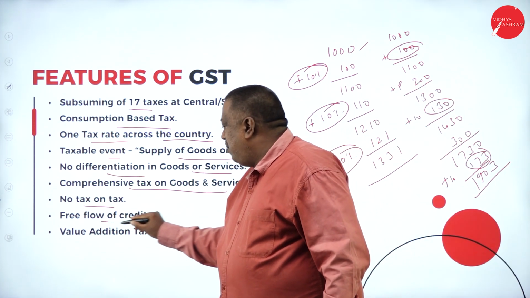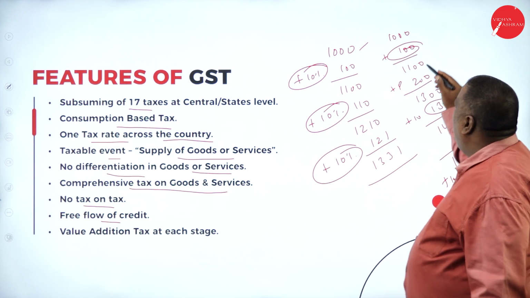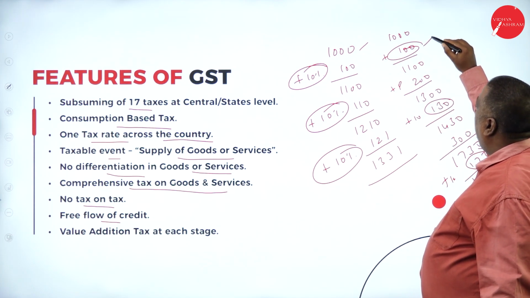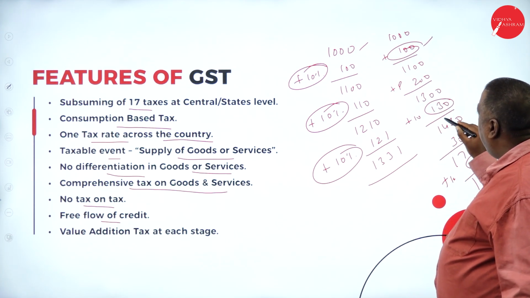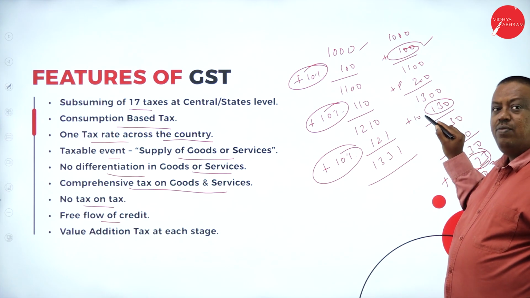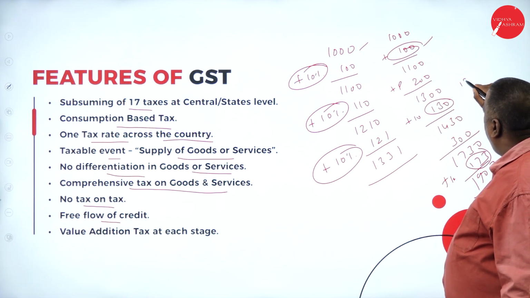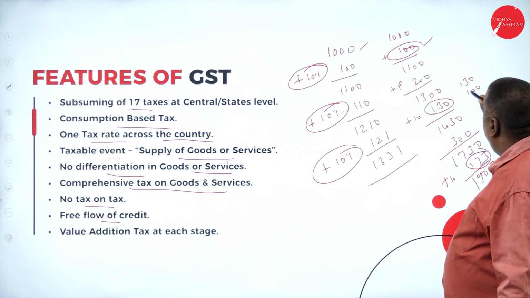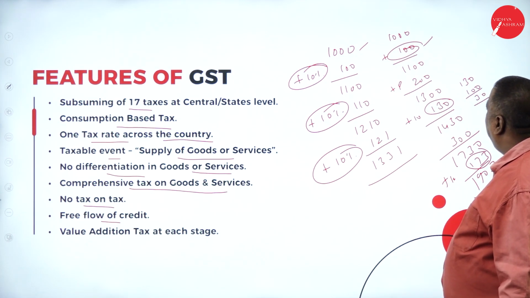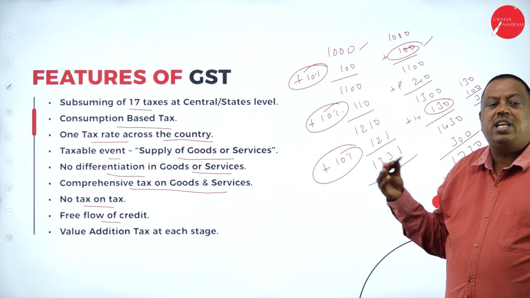Free flow of credit means the credit has been given, whatever tax I paid here and whatever tax I've collected here. See here, how much tax am I collecting? 130. Earlier, how much tax did I pay here? 100. So 130 minus 100, so 30 will be collected. Means 30 will be paid to the government.